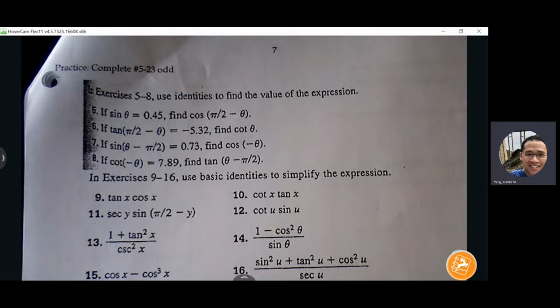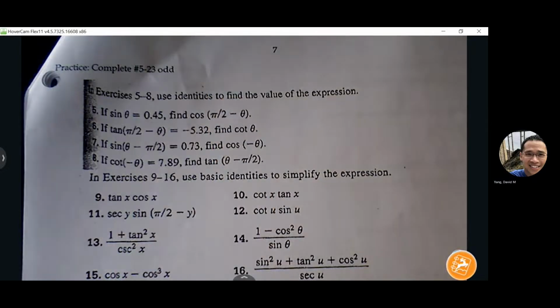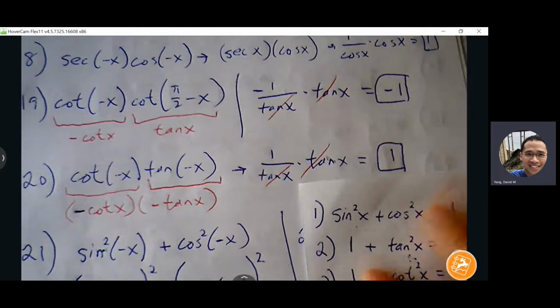Okay, guys, page 7 in your packet. I think we left off with 21 and 22 on page 7. Okay, so let me recap 21 because I think that was the last one that we did. So page 7, 21.